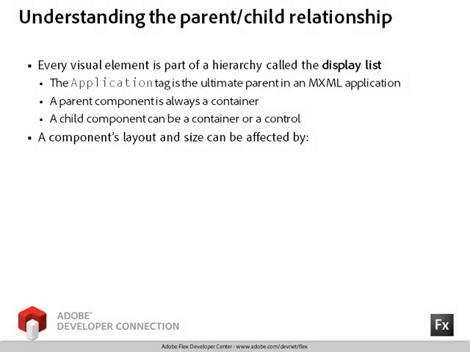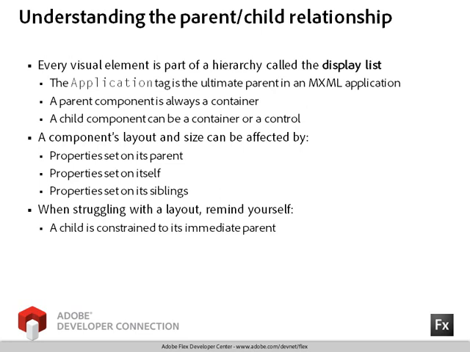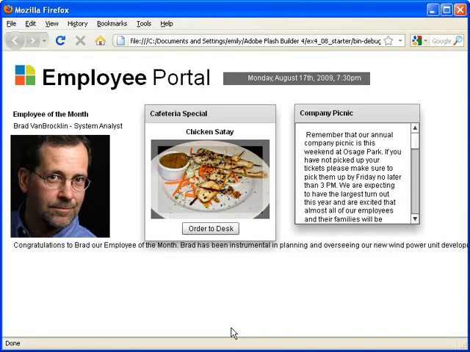When laying out and sizing a component in the application, you must be aware of properties set on the parent, the component itself, and its siblings. All of these factors can affect how a component is displayed. If you are struggling with laying out a particular component, it's helpful to remember that a child is constrained to its immediate parent. In other words, a button control inside of a panel container can never be positioned outside of the panel container. Always look to the control's relationship to its immediate parent container first when trying to debug a layout issue.